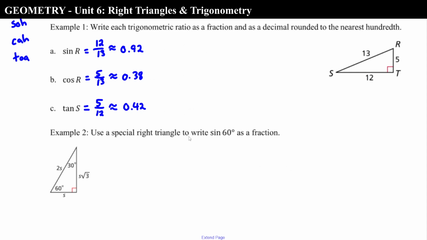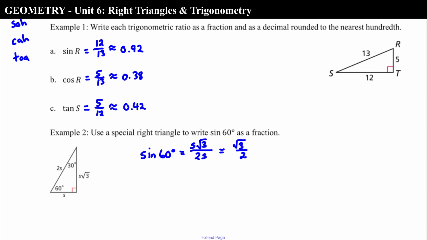All right, in example 2, we're going to use a special right triangle to write the sine of 60 as a fraction. Okay, so let's think about what sine of 60 is. Sine of 60 degrees is going to be our opposite over our hypotenuse. So our opposite side is s square root of 3. You remember that from a couple of sections ago, because this is a 30-60-90 triangle. Our hypotenuse is 2s. And when we cancel the s's, we find that the sine of 60 degrees is square root of 3 over 2. And that is always going to be the sine of 60 degrees.